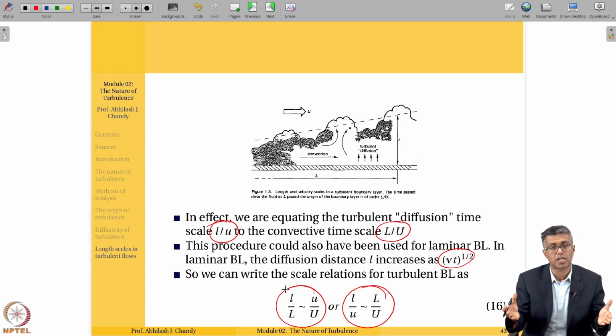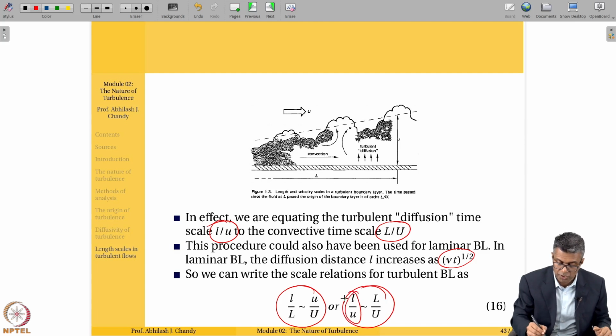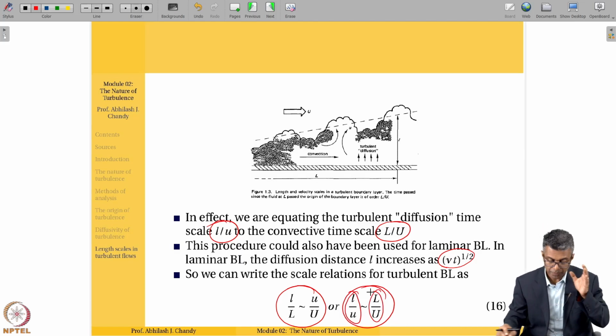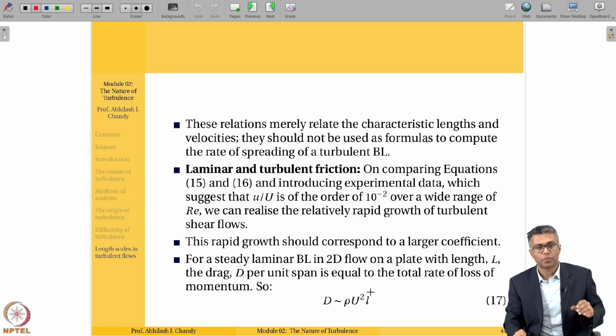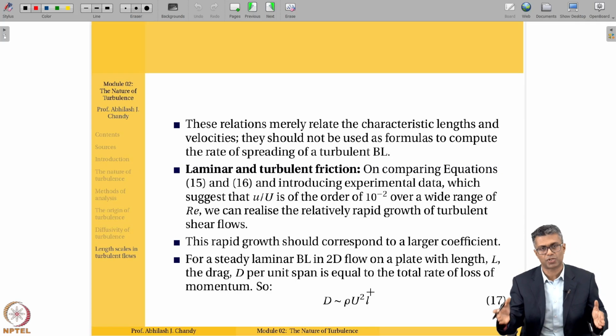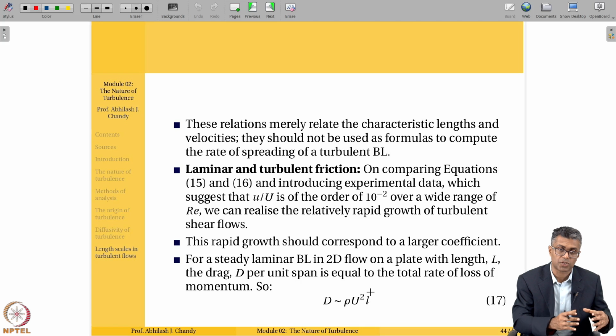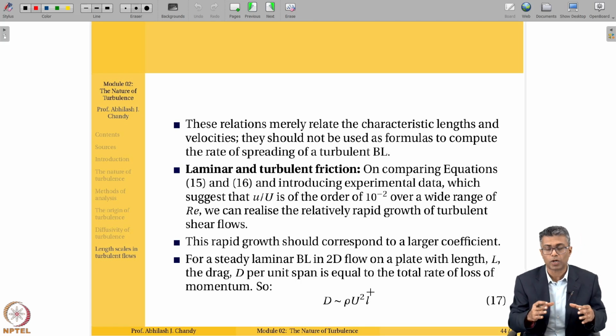Or in terms of time scales, the diffusion time scale is of the same order of magnitude as the convective time scale. Again, this is momentum diffusion. Essentially, these relationships relate the characteristic length scales to each other and the characteristic time scales to each other. We are just doing an order of magnitude analysis. You should not use these as a formula to calculate, say, the time scale. It is just for us to get a grasp of what the time scales and the length scales are.